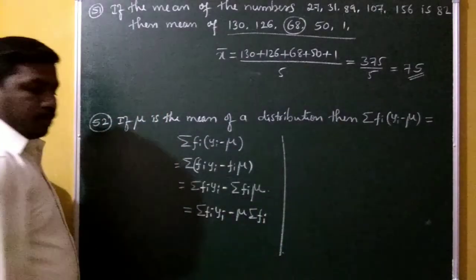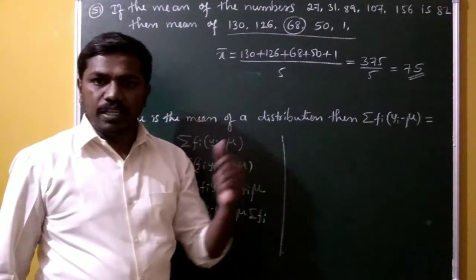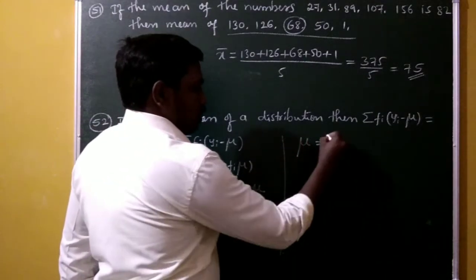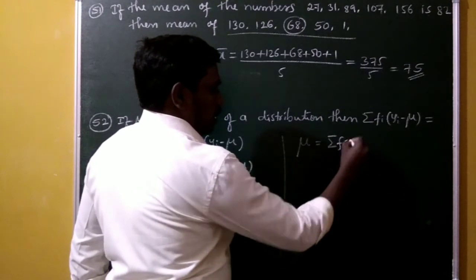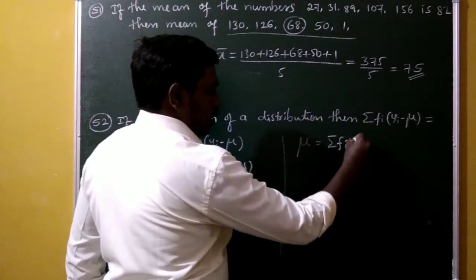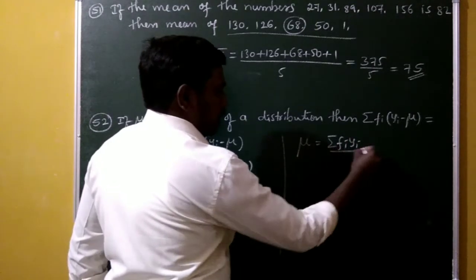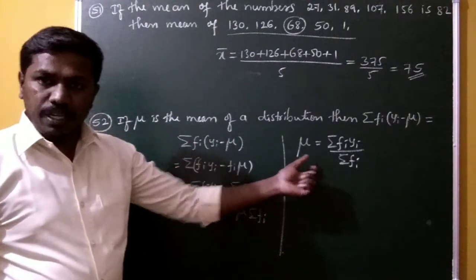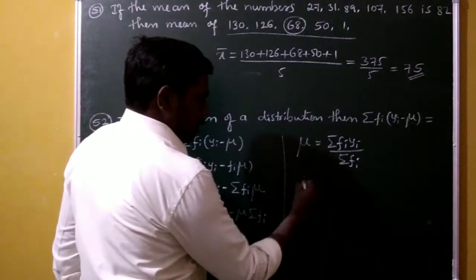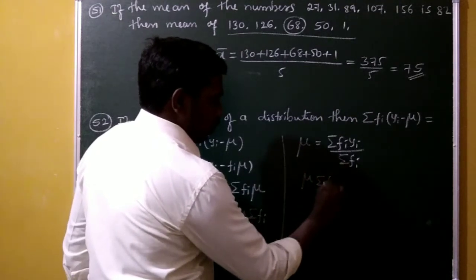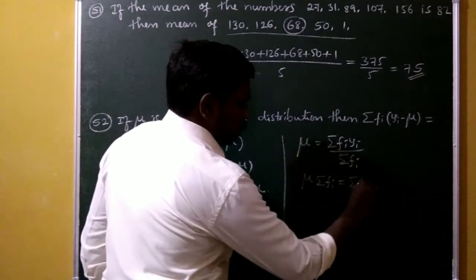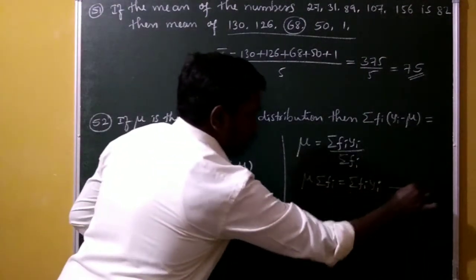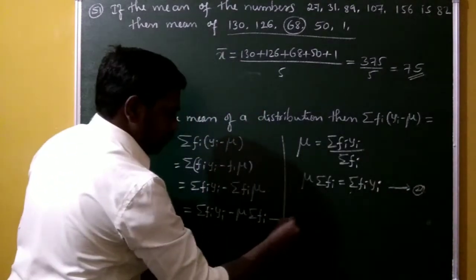But y1 to yn be the variable. So what is the mean? The mean of n variables is denoted as mu. The mean is defined, for a discrete frequency distribution, as summation of fi yi divided by summation of fi, right? This is the definition of mean. Taking the cross multiplication, mu into summation of fi is equal to summation of fi yi. Using this relation, call it equation 2, and the earlier one equation 1.